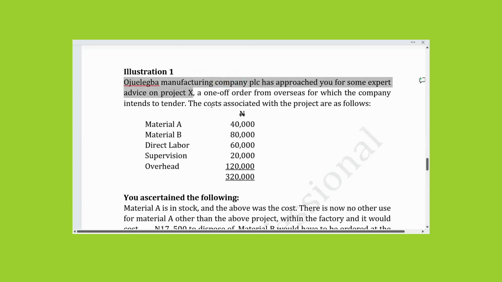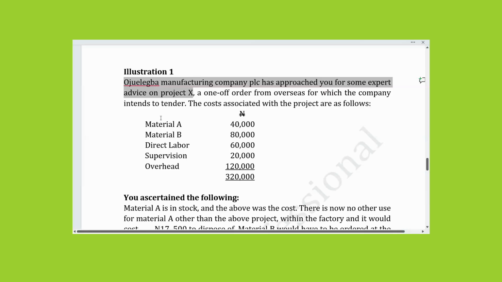Of course, the expert in this regard has to be the management accountant, because it's the management accountants that are endowed with the requisite experience and exposure to be able to cost this kind of project. So you, the management accountant, are the expert. If the company has approached you, it's because they believe that you can help them to achieve the goal that they want to achieve. So that is basically that.